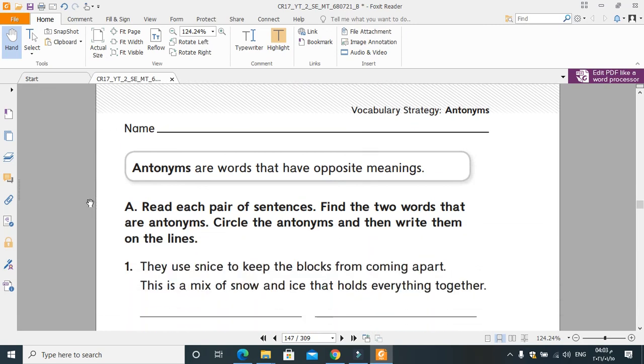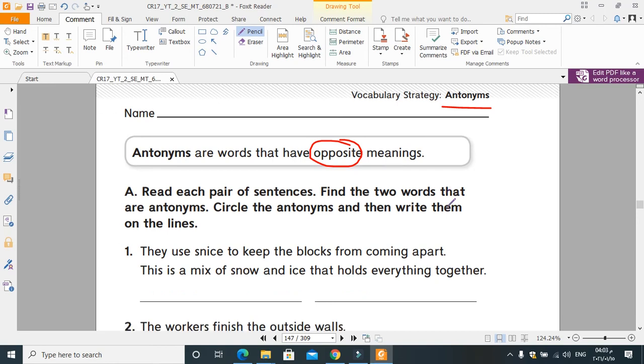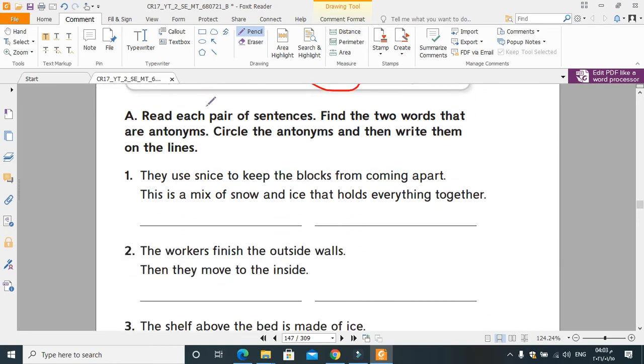The last page for today, 138. Antonyms. You remember yesterday when we talked about antonyms. What are antonyms? Antonyms are words that have opposite meaning. Opposite means not the same. Like big, small, hot, cold, long, and short. Read each pair of sentences, find the 2 words that are antonyms, circle the antonyms, and then write them on the lines. And number 1, let's read the 2 sentences now.